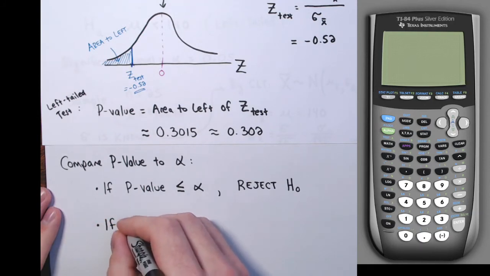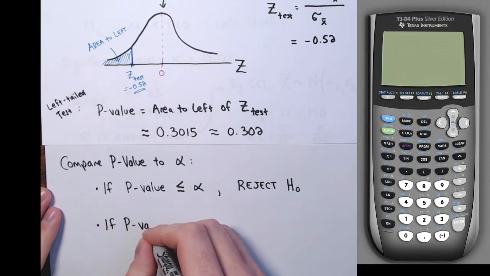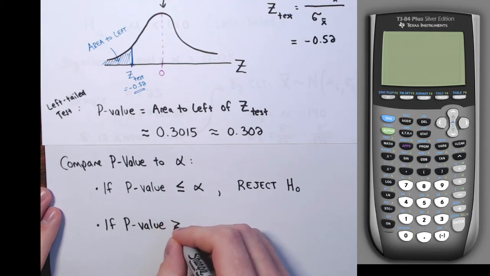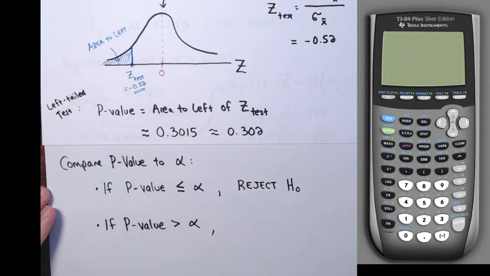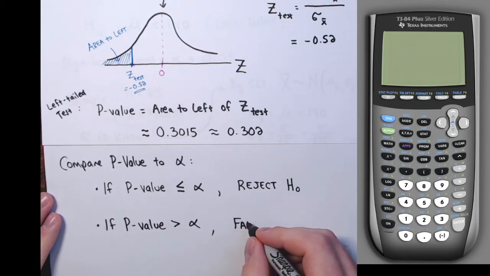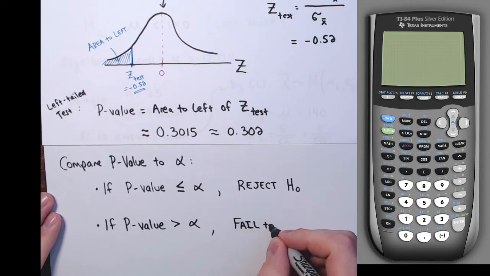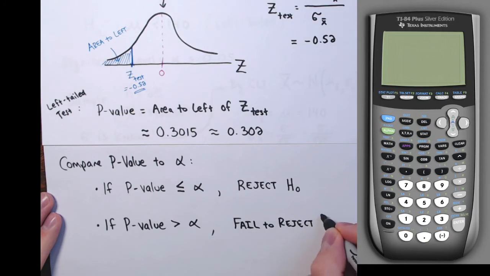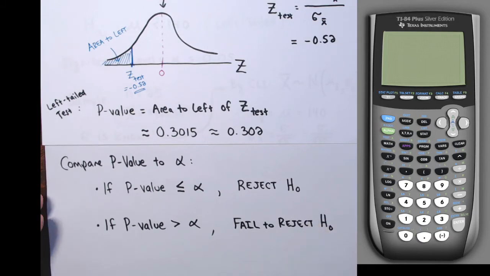But if the p-value is greater than alpha, if the p-value is larger than the significance level, then that would tell us that our test statistic would not be in the rejection region. We'd be outside of it. So we would not reject, we would fail to reject the null hypothesis. We'd accept it.